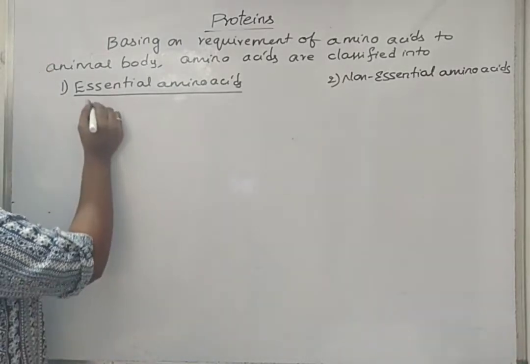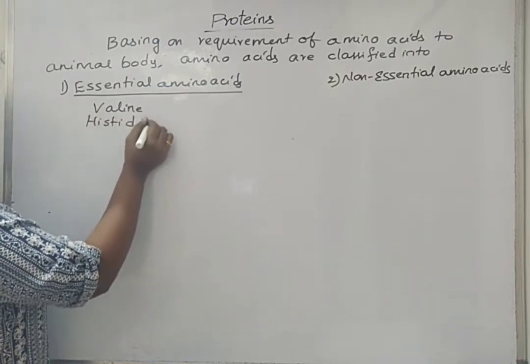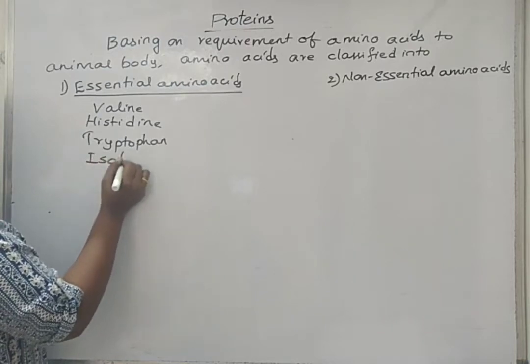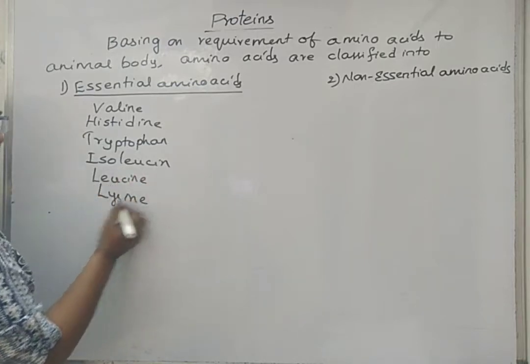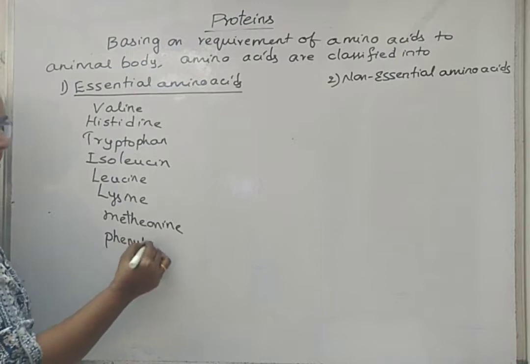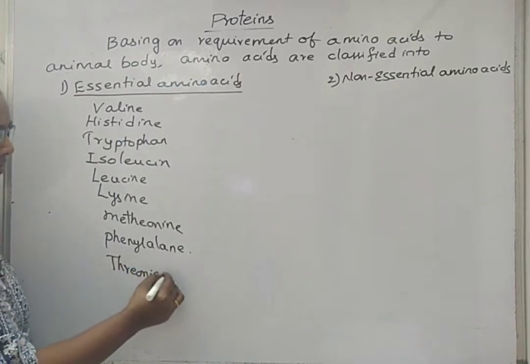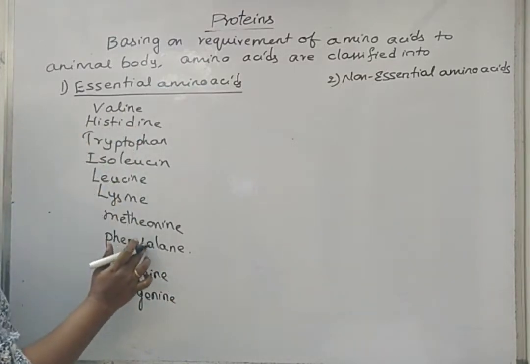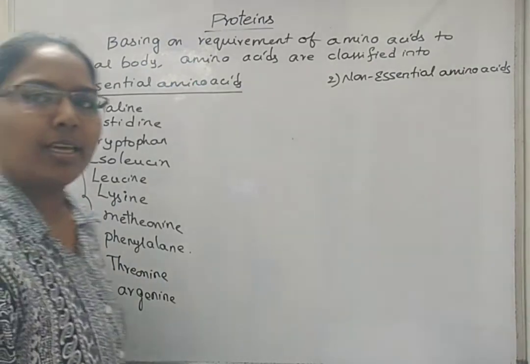Under this, we can write valine, histidine, tryptophan, isoleucine, leucine, lysine, methionine, phenylalanine, next threonine, arginine. So totally 1, 2, 3, 4, 5, 6, 7, 8, 9, 10. So here we are seeing 10 essential amino acids.